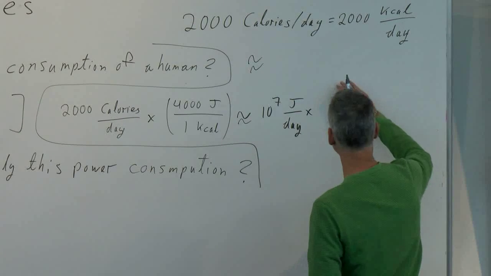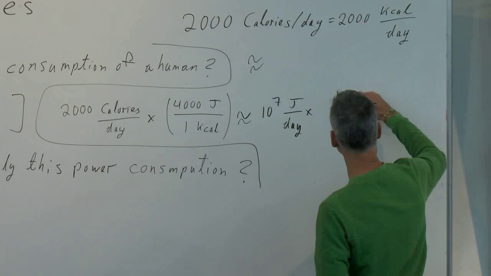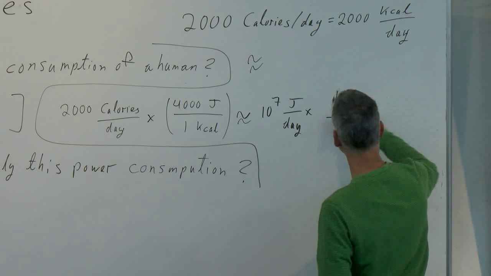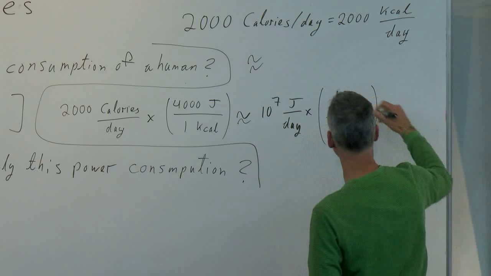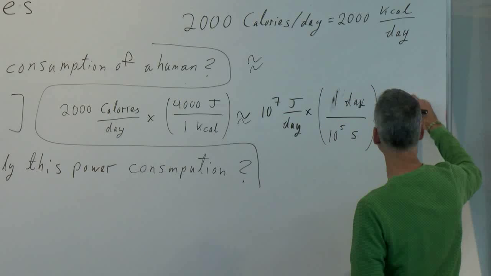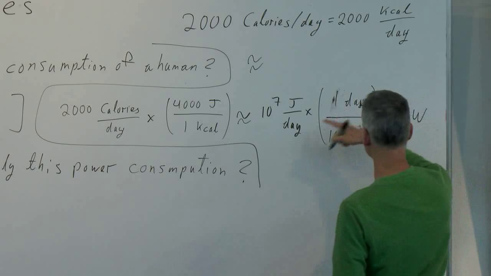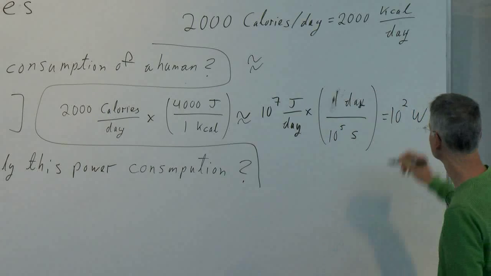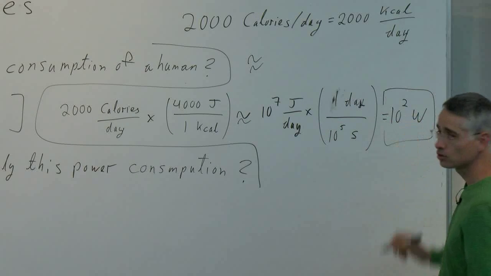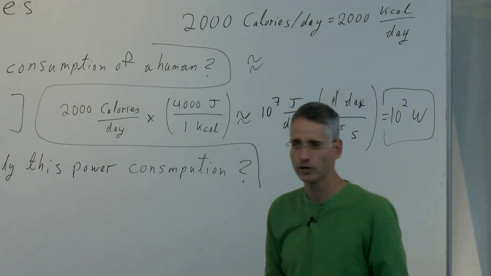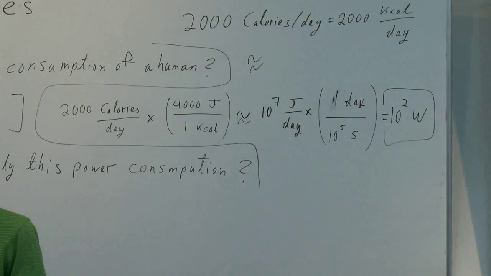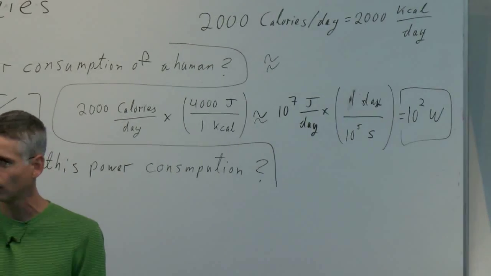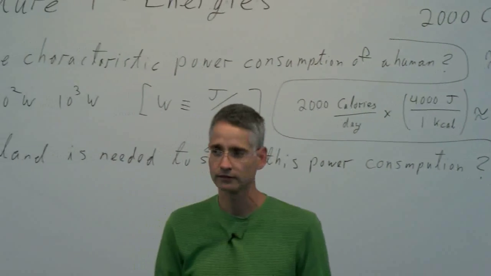So we have 1 day divided by 10 to the 5 seconds. That's again multiplying by 1. So that leaves me with 10 to the 2 watts, joules per second. Okay, so 100 watts. So again, in energies, it's always challenging in terms of our intuition. So how would you explain to me what 100 watts is?